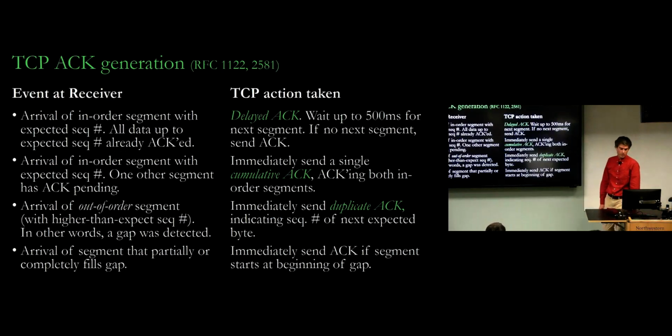So, these are the rules for acknowledgement generation in TCP. And I guess we'll see how these work in some examples later. But these are here for reference. So when the receiver gets an in-order segment with an expected sequence number, so this is a normal scenario, it's already gotten everything up to a certain point and it gets the next bit of data, then you'd expect it to send an acknowledgement back.